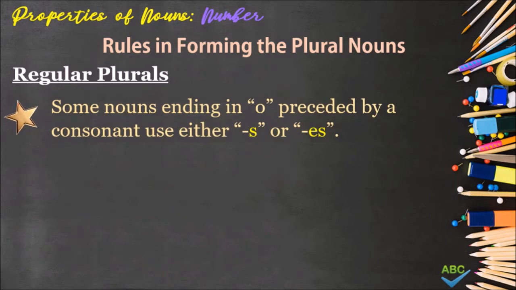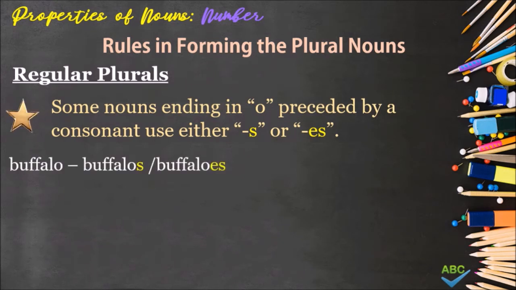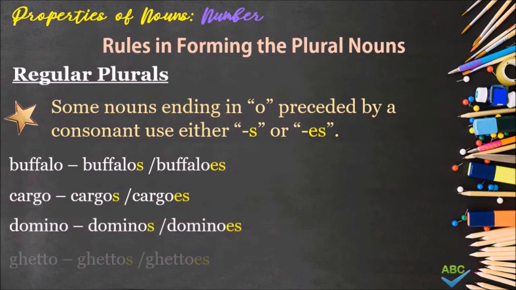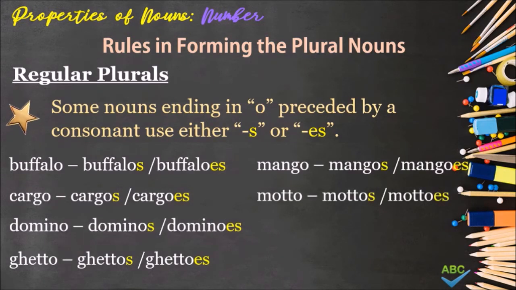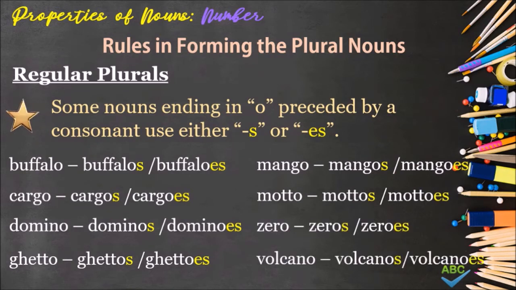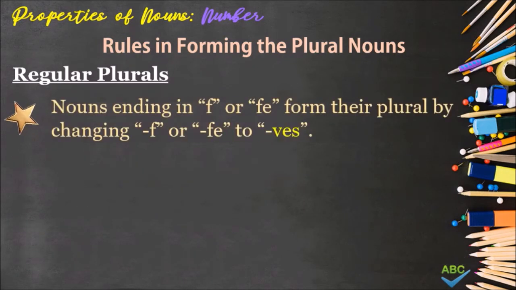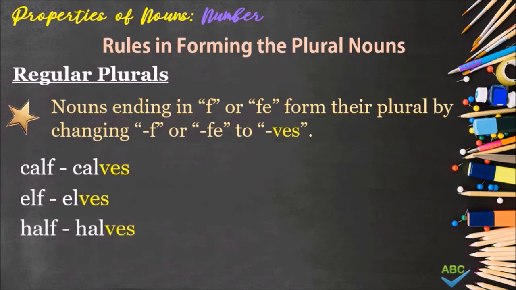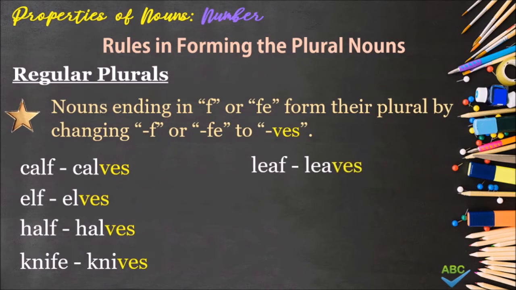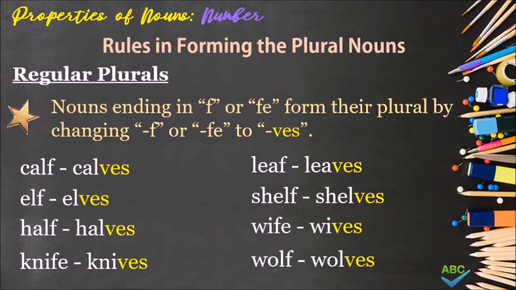Some nouns ending in O preceded by a consonant use either S or ES. We can pluralize the words buffalo, cargo, domino, ghetto, mango, motto, zero, and volcano by either adding S or ES. Nouns ending in F or FE form their plural by changing F or FE to VES. For example, calf, calves, elf, elves, half, halves, knife, knives, leaf, leaves, shelf, shelves, wife, wives, wolf, wolves.